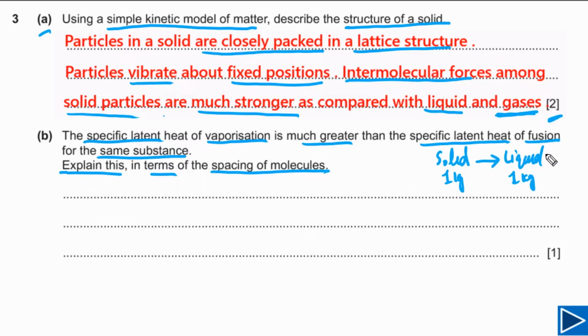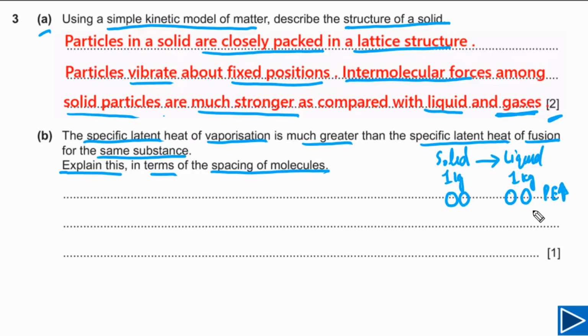At the same temperature, means temperature does not change in this process. So the amount of heat we supply, that is called specific latent heat of fusion. Now we also need to look at the separation between molecules. Molecules in solid are almost closely packed, with little space among molecules. It means the potential energy of the molecules increases a little, not a lot. We can say a little bit of potential energy of the molecules increases.